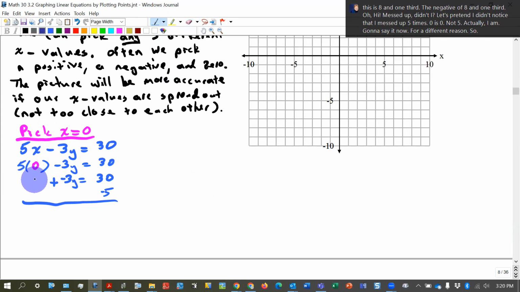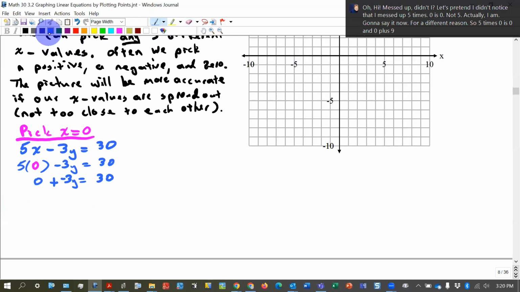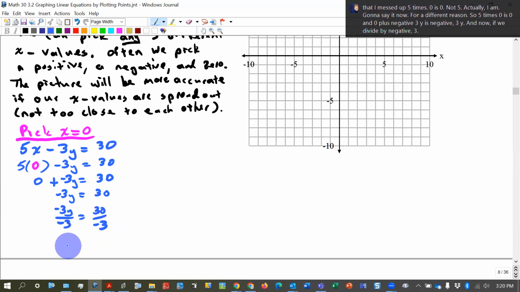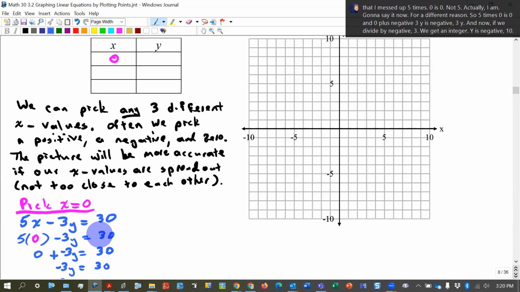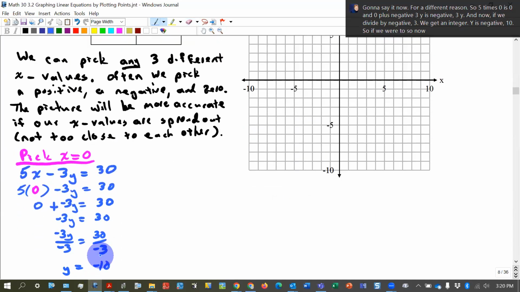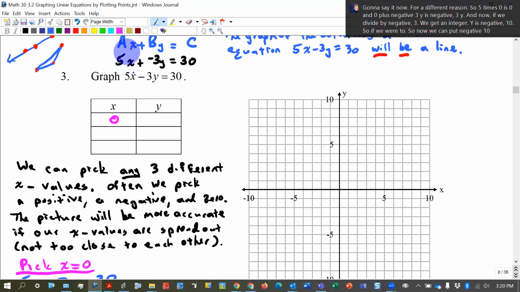So 5 times 0 is 0, and 0 plus negative 3y is negative 3y. And now if we divide by negative 3, we get an integer, y is negative 10. So now we can put negative 10 in our table of values.